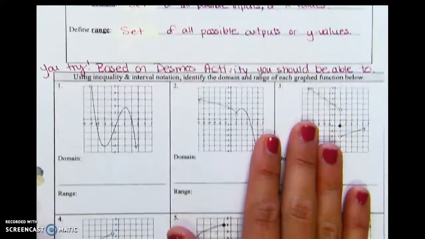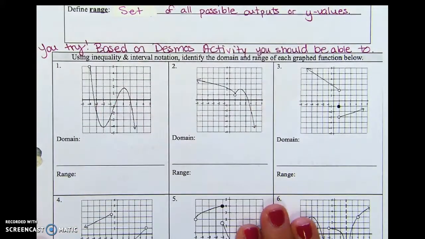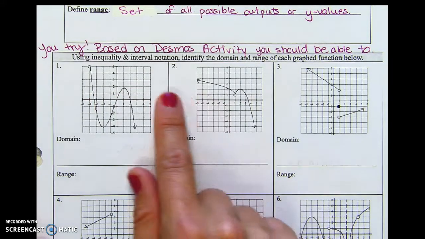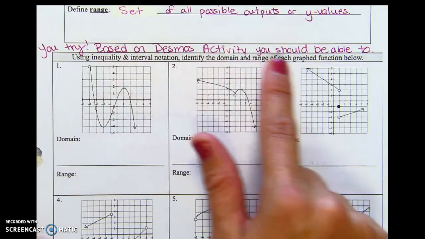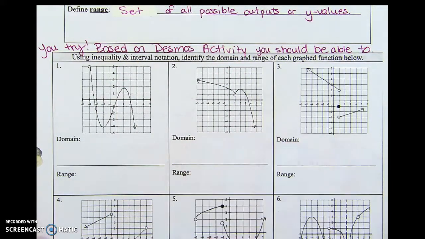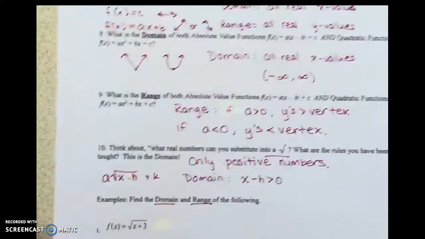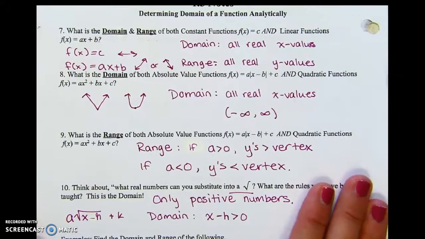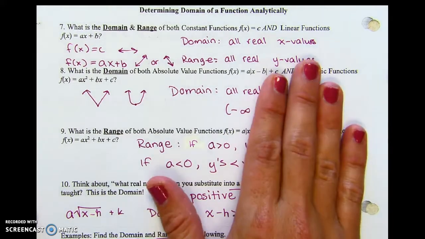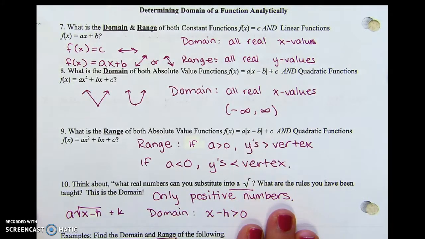I do not want to go over this because I think you guys know how to do it yourself. So you're going to try this later, not during my precious video. Based on the Desmos activity, you should be able to find the domain and range of each. This should be review. Ready? Turn the paper over. Please pause the video and copy this down.